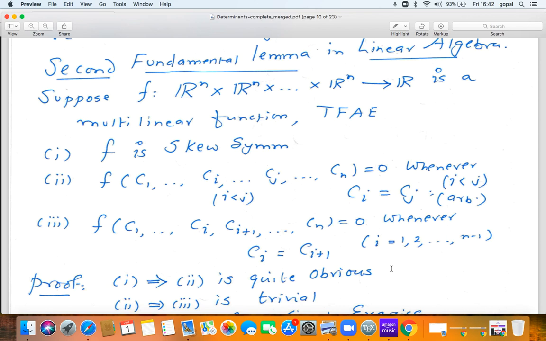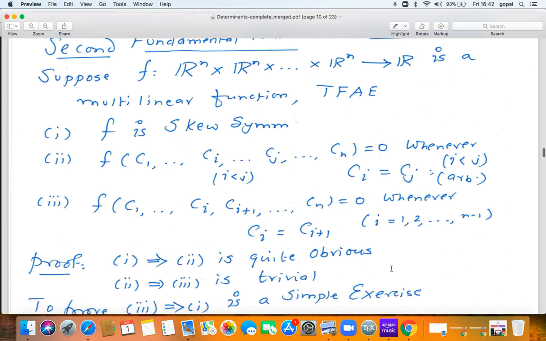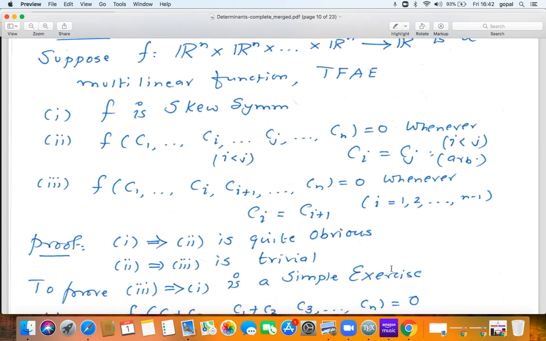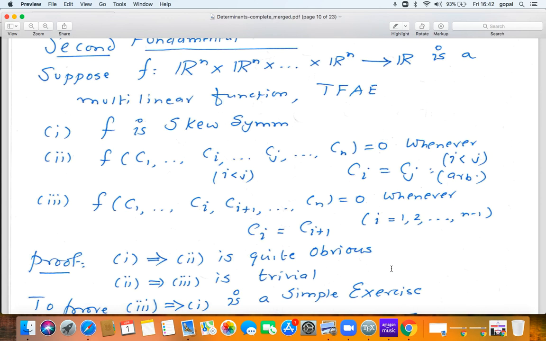3 implies 1. We're going to prove 3 implies 1. 3 implies 1 is quite easy. 3 implies 1 is a simple exercise. Now you're going to be a little worried. I call it a second fundamental lemma because it's going to be used very critically. And so such a critical thing, how can I leave it as an exercise?